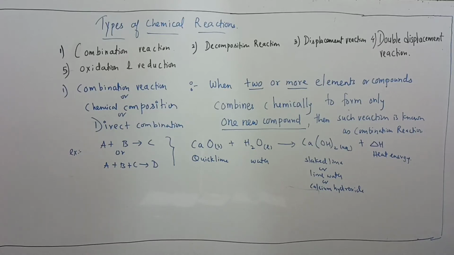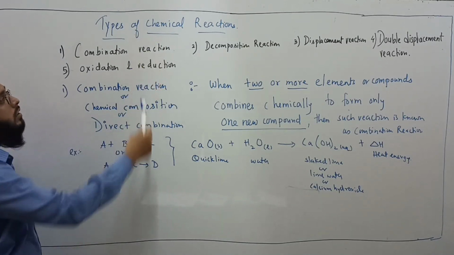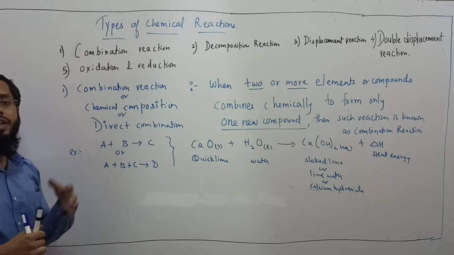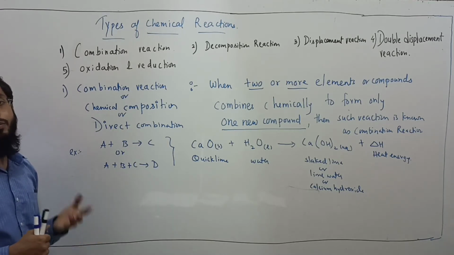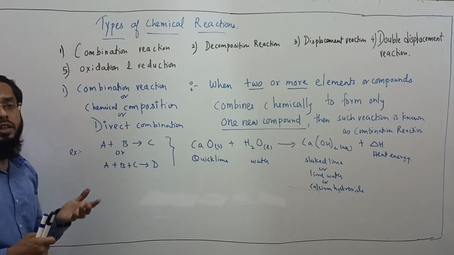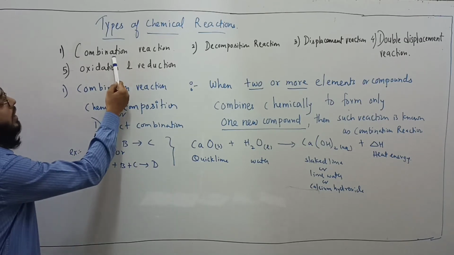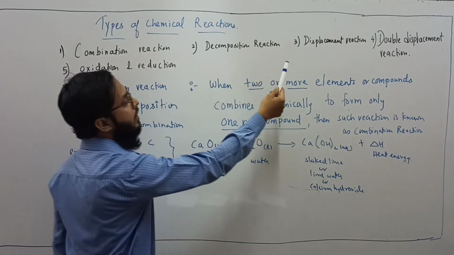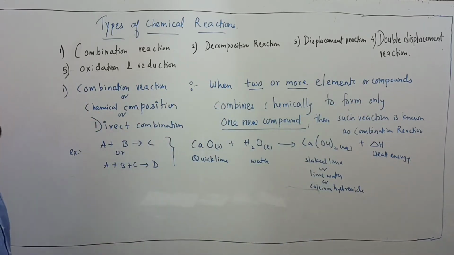Good morning, dear students. So today we will talk about types of chemical reactions. So far we have learned about chemical equations and how to balance them. Now let's talk about different kinds of chemical reactions. There are different kinds of chemical reactions, but only a few are there in our syllabus, like combination reactions, decomposition reactions, displacement reactions, double displacement reactions, and oxidation and reduction reactions.